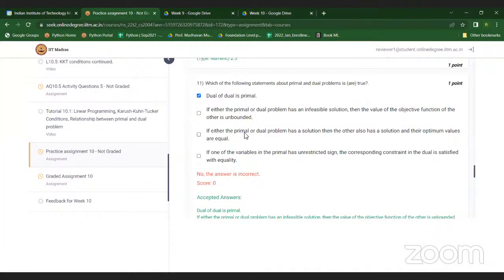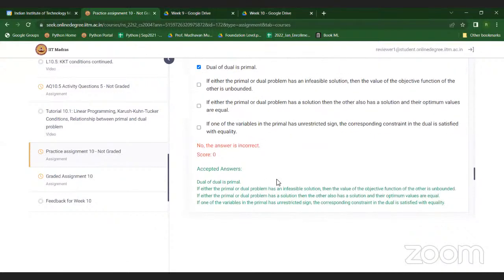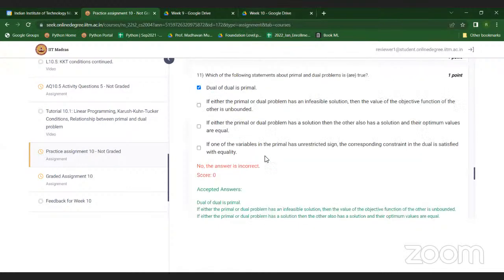And then if either a primal or dual problem has a solution, then the other also has a solution, and the optimal values are equal. That's correct, right? Okay. Yes, sir. And then if one of the variables in the primal has an unrestricted sign, then the corresponding constraint in the dual is satisfied with equality. That was mentioned, yes. Okay. This is also true. Yes, sir. Okay. And the fourth one, you can go, sir. 4.